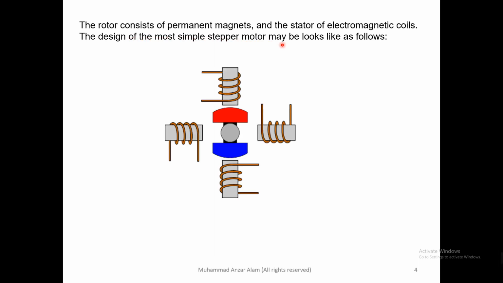The design of the most simple stepper motor may look like what I showed before, the commercial or industrial version, but because we have to understand from the very beginning, I will just take a simple and basic example. As we can see, these are the four windings. These are the stator, mounted on the body of the stepper motor, and this is the rotor. The rotor has a red sign, which means it has a north pole, and the blue sign means it's a south pole.